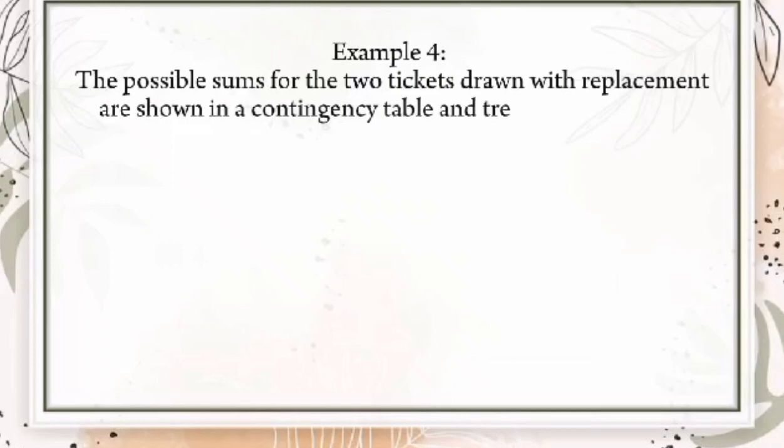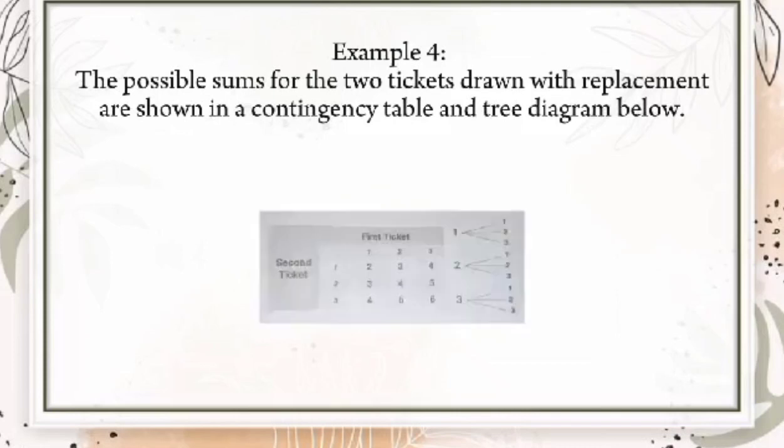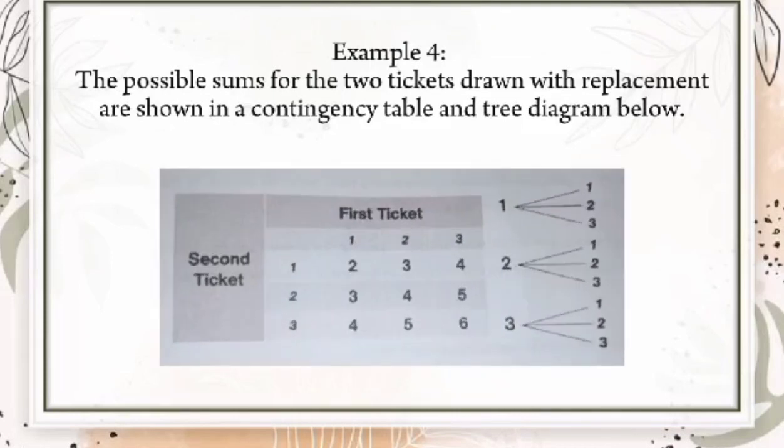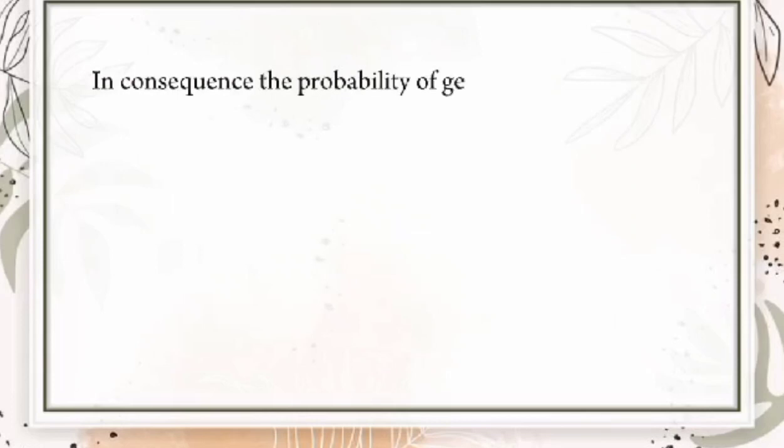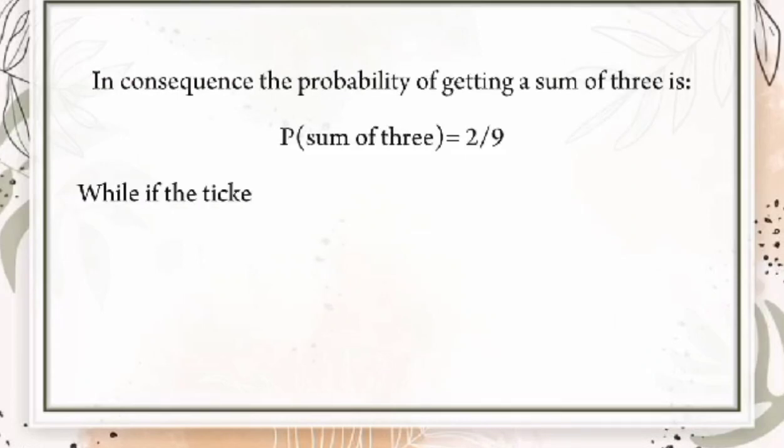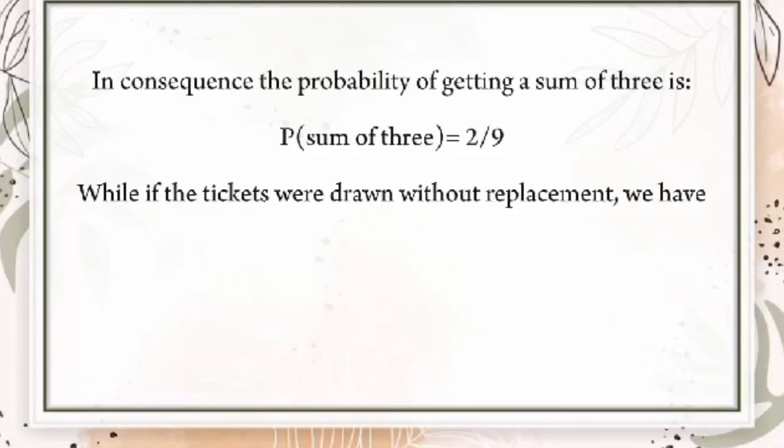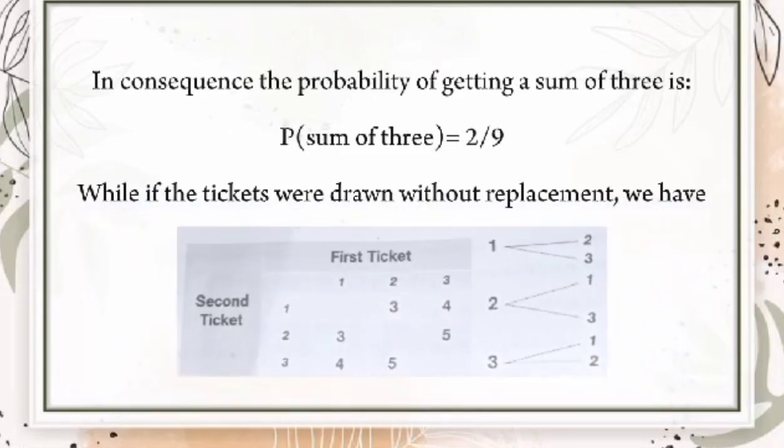Example number 4. The possible sums of two tickets drawn with replacement are shown in the contingency table and tree diagram below. In consequence, the probability of getting a sum of 3 is P(sum of 3) equals 2/9. While if the tickets were drawn without replacement, we have P(sum of 3) equals 2/6 equals 1/3.